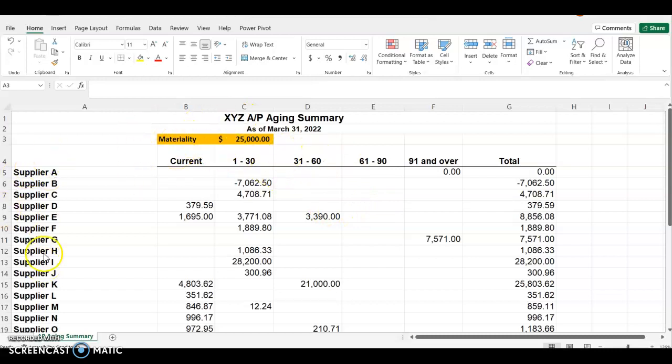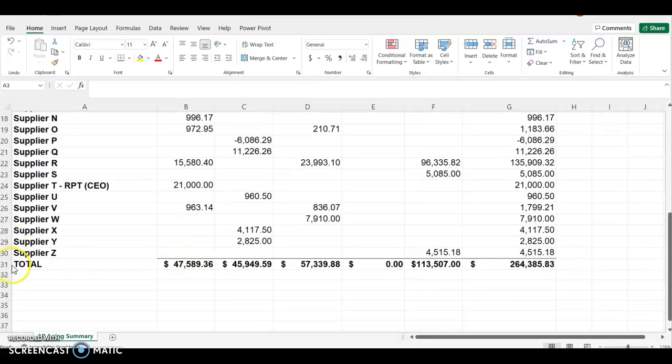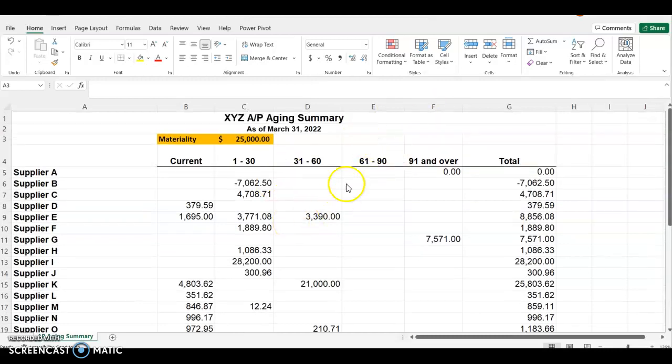We have the suppliers here. So in this case, we have supplier A to supplier Z. Okay, so what does it mean when you have this accounts payable and someone tells you to scan through the accounts payable listing? What are you going to be doing?